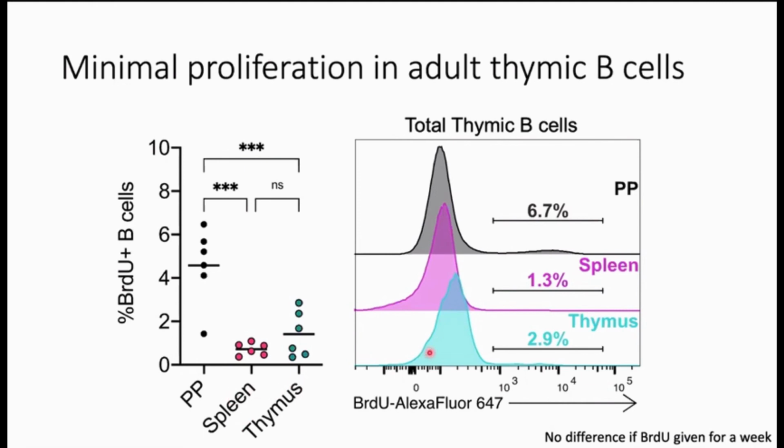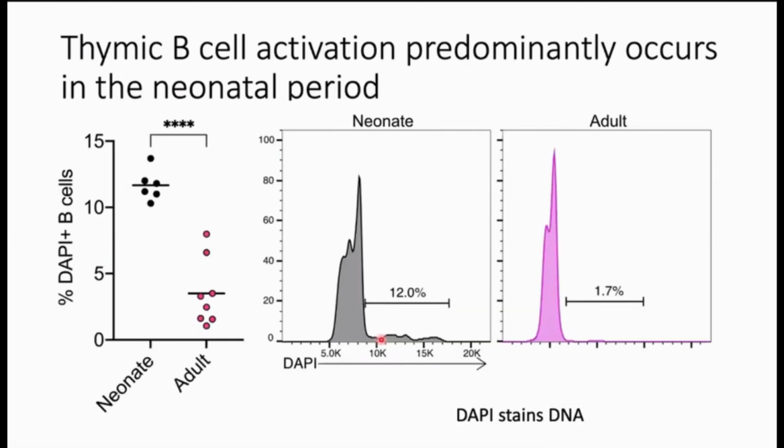We've also done experiments where we've given BrdU for a week just to see if there's differences in the rate of proliferation, and we still see the same results. We then wanted to look at the neonatal environment, and since BrdU can be toxic for the injections, we decided to look at proliferation in a different way. And we used DAPI, which stains DNA. And what we found is that thymic B cell activation is predominantly occurring in the neonatal period.